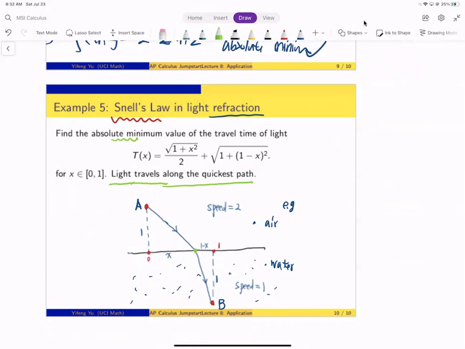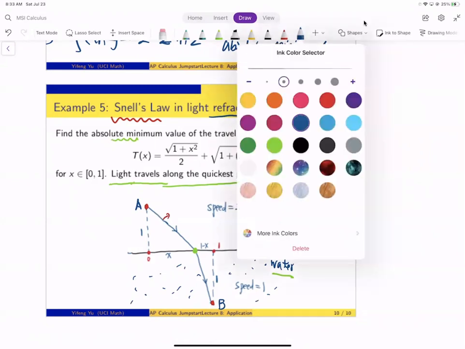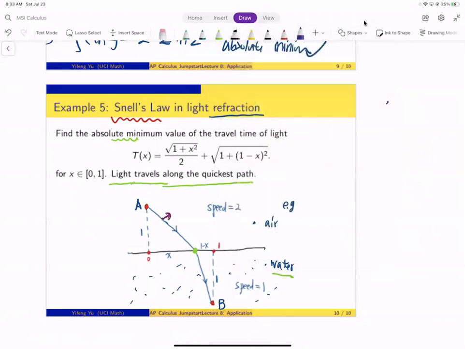Okay, let's say this is the point. Assume this is the point that the light chooses to enter the media, let's say water. We said x, and then the length of this, by the Pythagorean theorem, is the square root of 1 plus x squared, and the length of this will be the square root of 1 plus (1 minus x) squared.